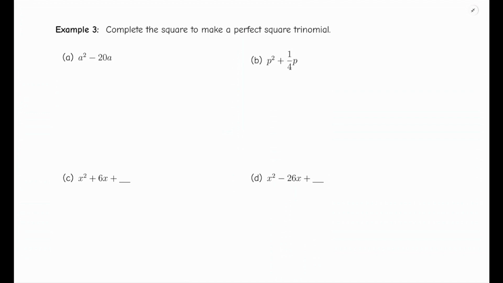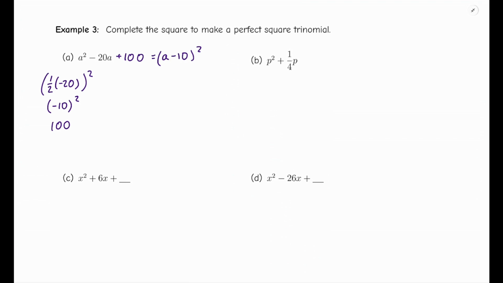So this time I am just going to skip identifying what a and b are and I take half of the middle term, so half of negative 20, and then squaring it. So that becomes negative 10 squared, which is 100. So I'm going to add 100. Now it's a perfect square trinomial. It will factor as x minus 10 squared.